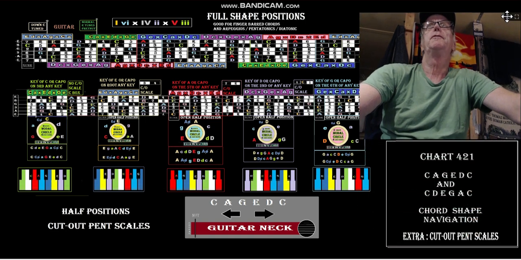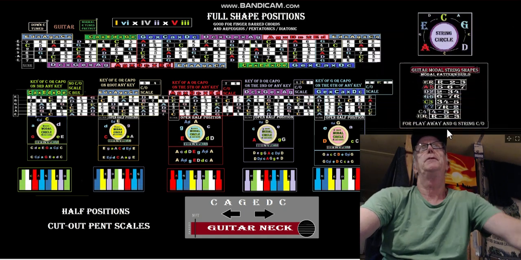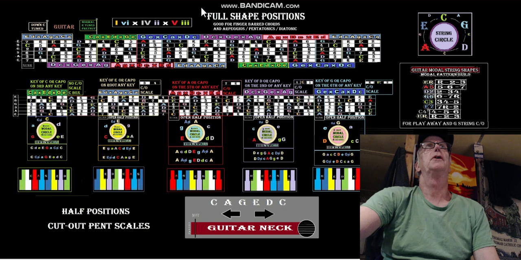So we got chart 421 today. It's Saturday, we're going to have a lesson. Chart 421, CAGED and DEGAC, chord shape navigation, extra pentatonic scales. And then we have the next chart, which is 422, the black keys, key of G flat, Piano Magic black keys, key of G flat pentatonics, which is a subject in itself, and I put a chart to it. You can take a look at that now.